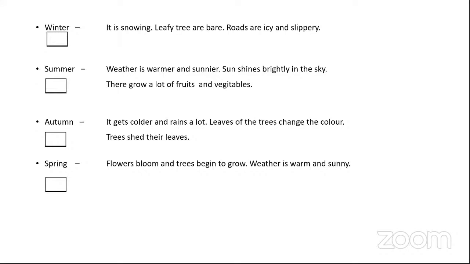Next one. Weather is warmer and sunnier. Sun shines brightly in the sky. There grows a lot of fruits and vegetables. I think you have got the answer. Again, I'm going to read you. Weather is warmer and sunnier. Sun shines brightly in the sky. There grow a lot of fruits and vegetables. Just put the number, Putte.